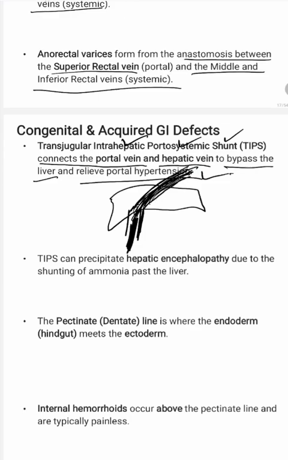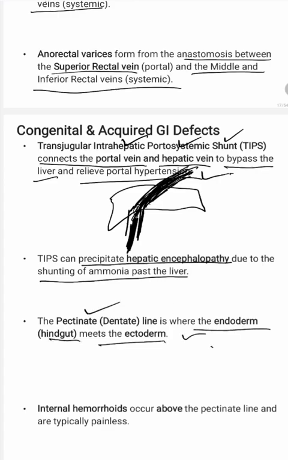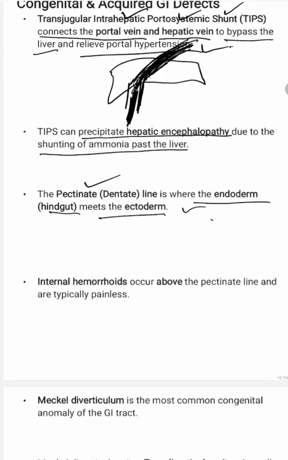Okay, but there is no detoxification of substances and metabolism in all this. TIPS can precipitate hepatic encephalopathy due to shunting of ammonia past the liver. Okay, why? Because ammonia metabolism is occurring in the liver. Okay, now the pectinate (dentate) line is where the endoderm meets the ectoderm. Okay, it is the point at which the endoderm meets the ectoderm.